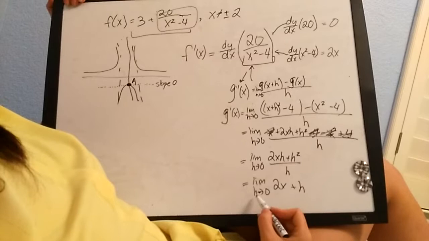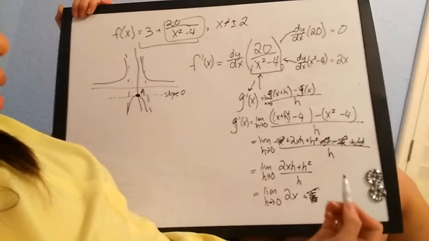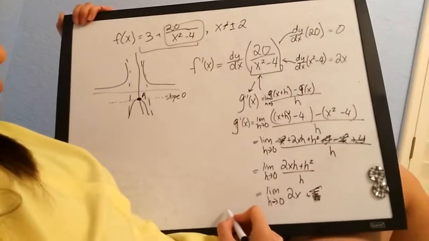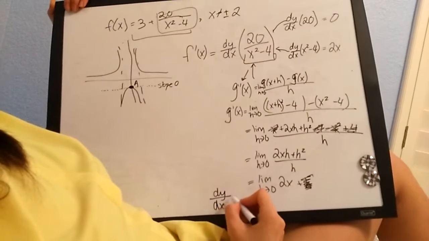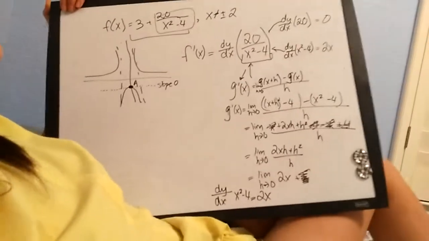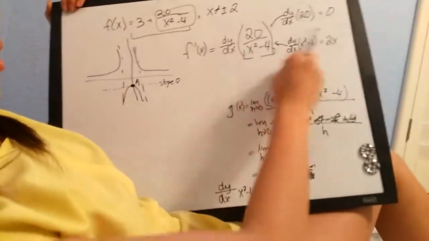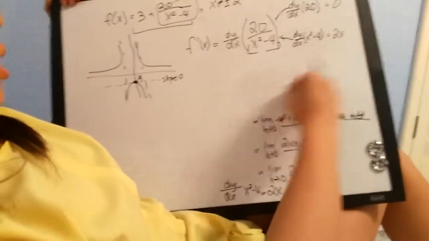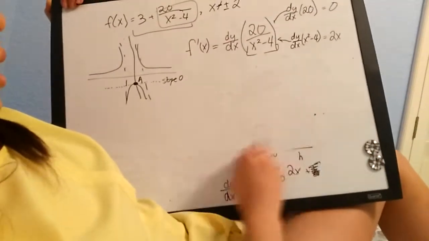And as h goes to 0, as this gets infinitely smaller, it just becomes irrelevant. So the derivative of x squared minus 4 equals just 2x. So we just proved what we found easily by using the derivative rule.